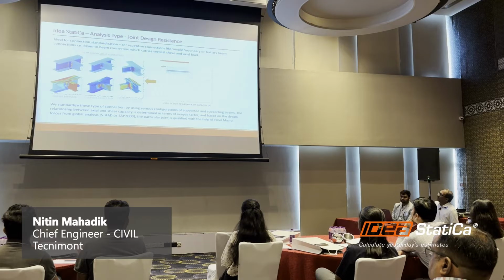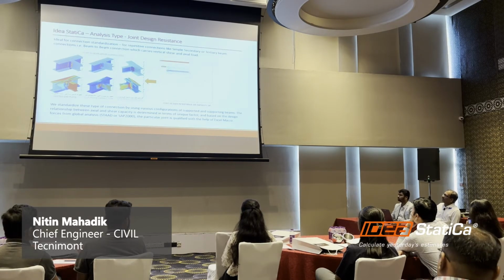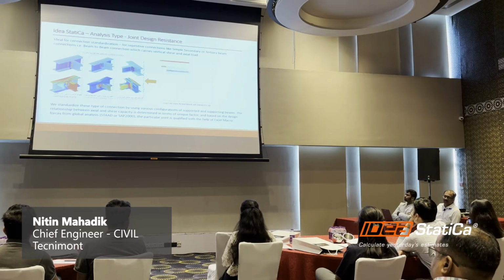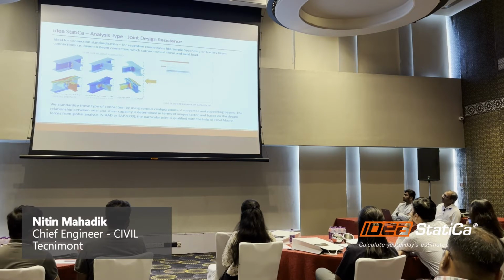Then there are many joints in any structure. Now this is the one structure I have shown you, the process plant. There are extrusion buildings, there are pipe racks. You might be from the same background as a structural engineer. So there are pipe racks, pipe bridges, where repetitive connections are there. So there is one feature called joint resistance in IDEA StatiCa.